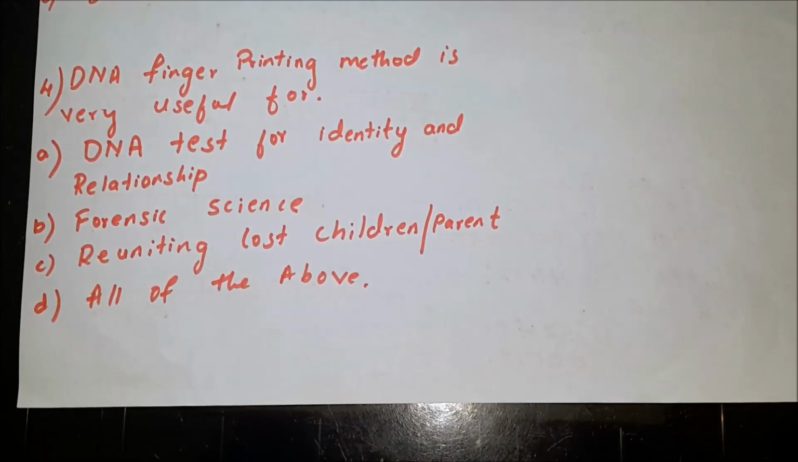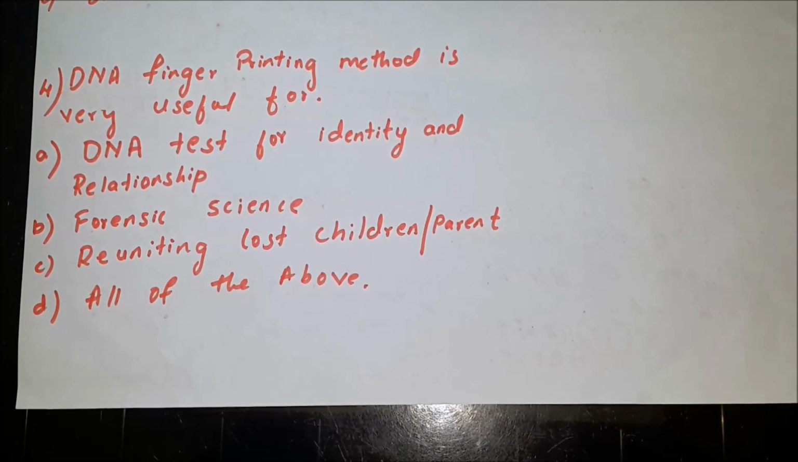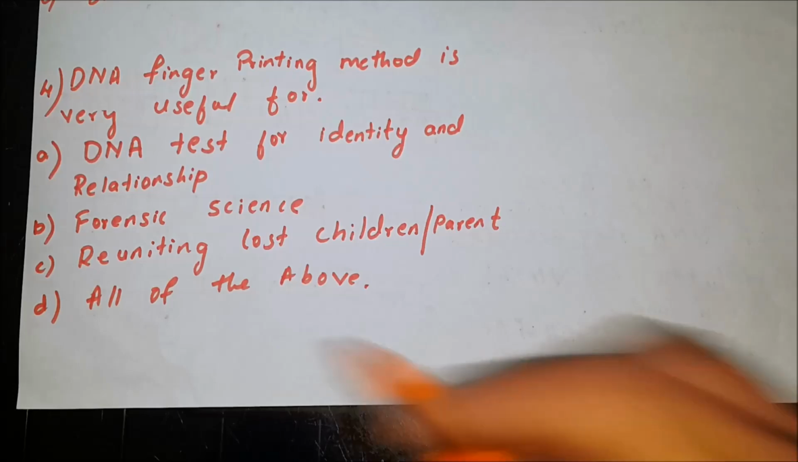DNA fingerprinting method is very useful for, our first option is A. DNA test for identity and relationship. B. Forensic science. C. Reuniting lost children slash parents. D. All of the above. Now, if we pay close attention to the four options, the first one is basically with identity and relationship. This is basically dealing with paternal and maternal disputes. Forensic science basically helps you catch criminals, and reuniting children and parents as well. So the answer would be D, all of the above.